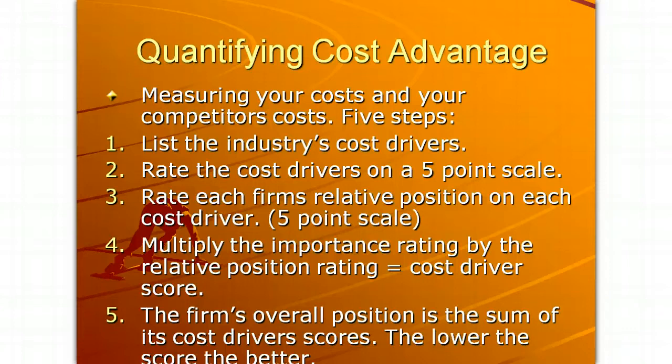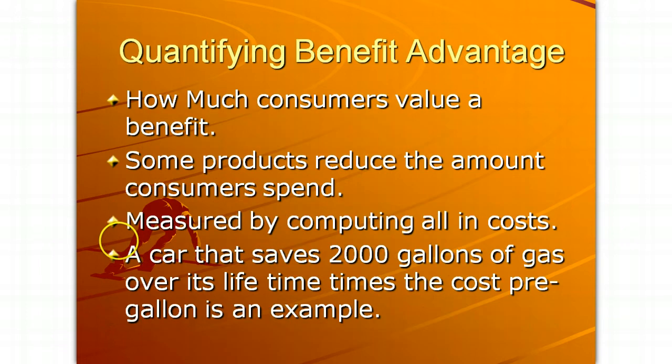And they give an example on page 81 of a hospital, with an overall score of 67, which doesn't mean much unless you also score your competitors. That way you can see where you fit in, and you can also get an idea of where you need to improve. All right, so this is a quantifying methodology, not one that everybody uses, but just an example of a way a company could quantify their cost advantage.